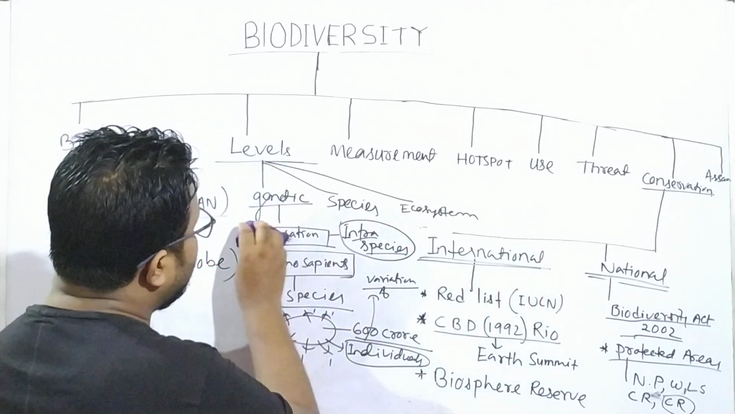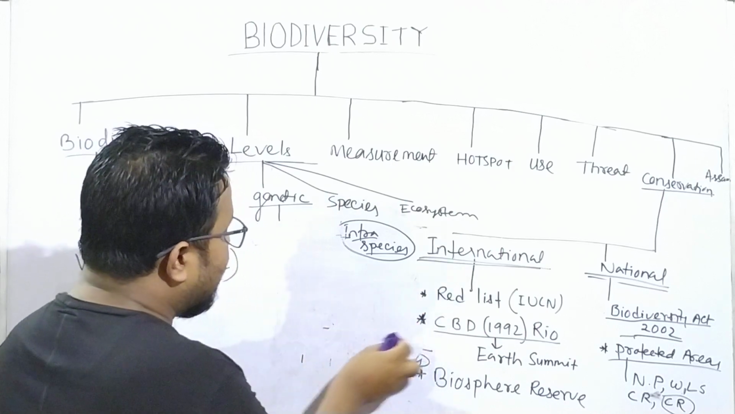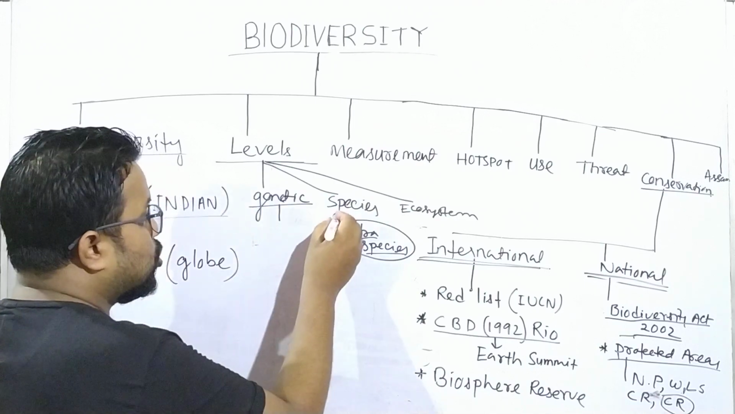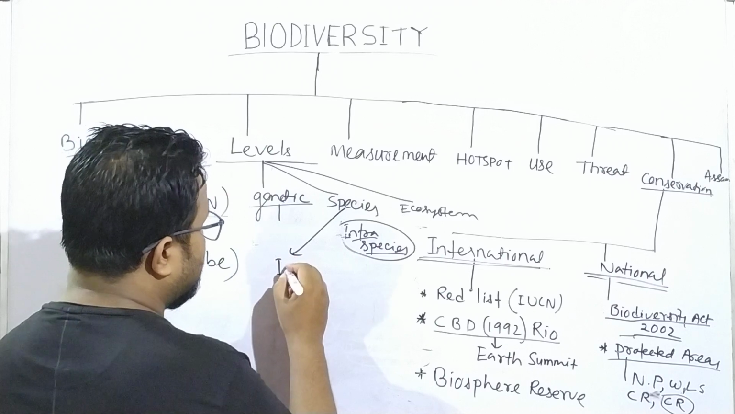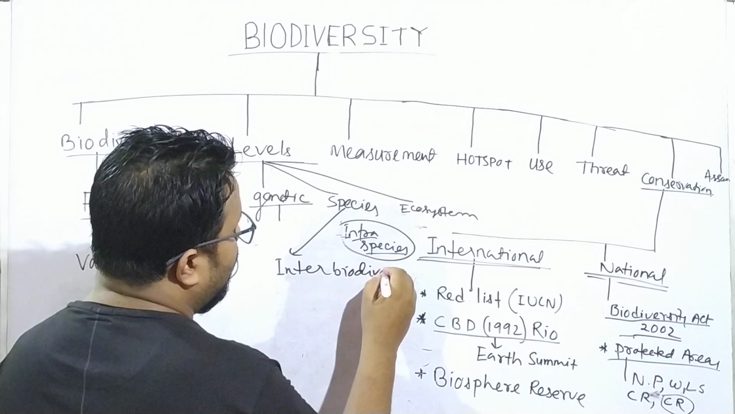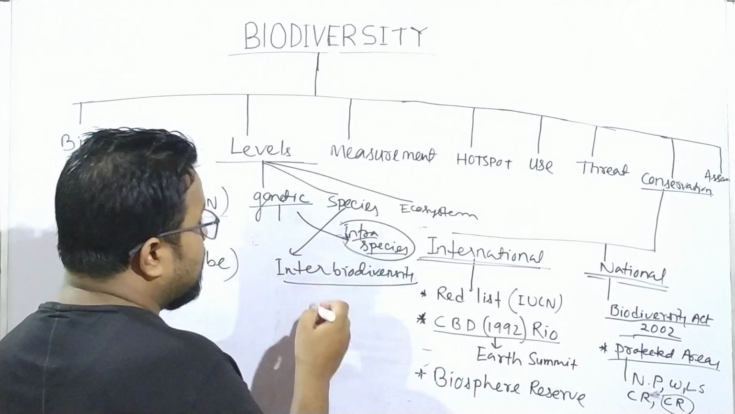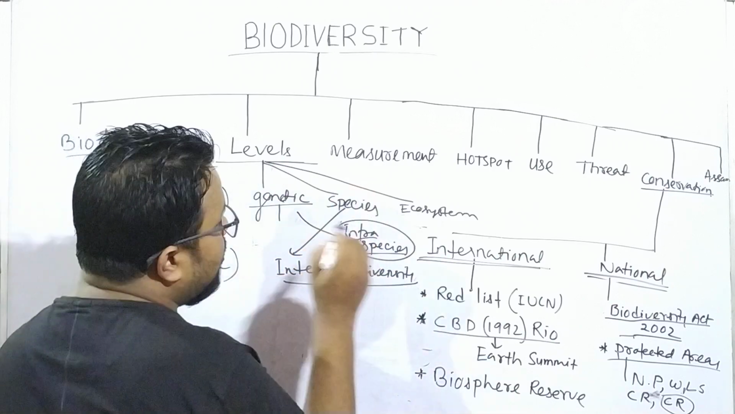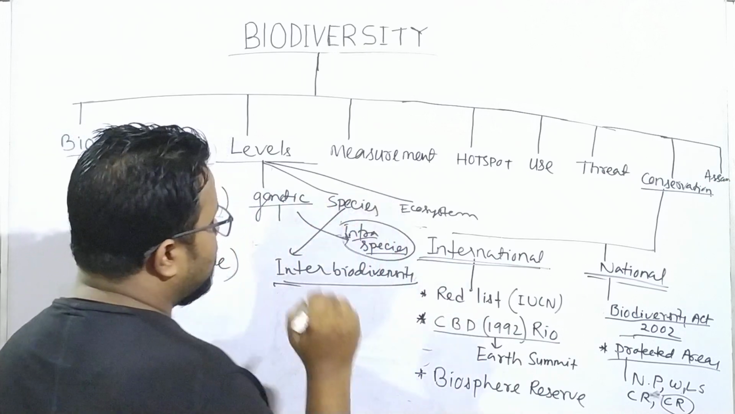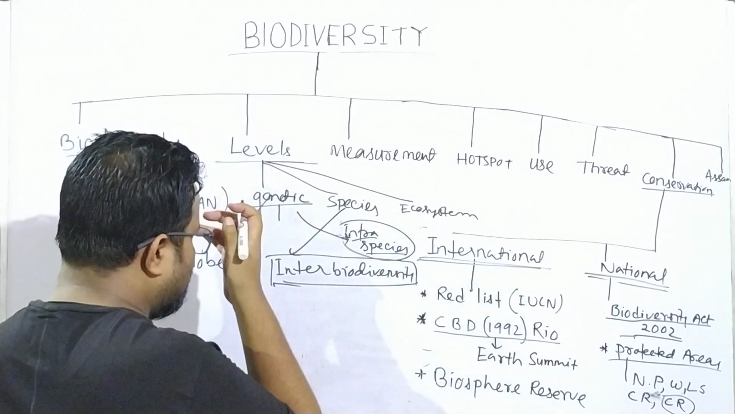Next is species biodiversity. If genetic biodiversity is called intra biodiversity, then species biodiversity is called inter biodiversity. Let me explain what inter biodiversity, or species biodiversity, is. Suppose I am considering any ecosystem.